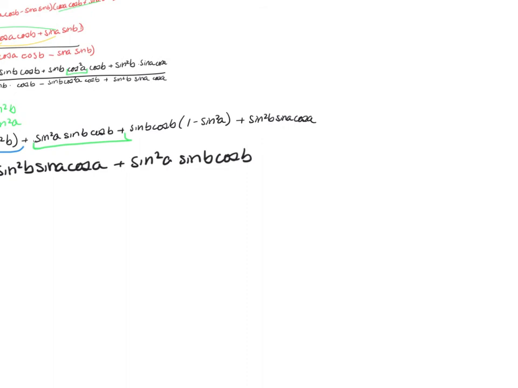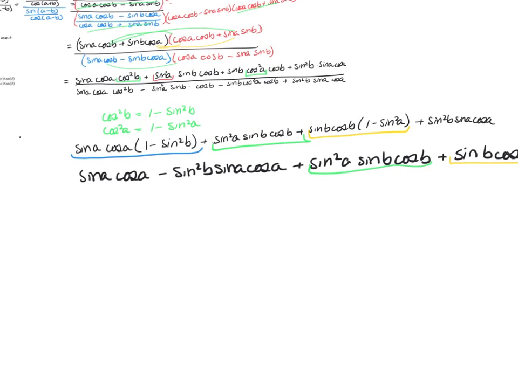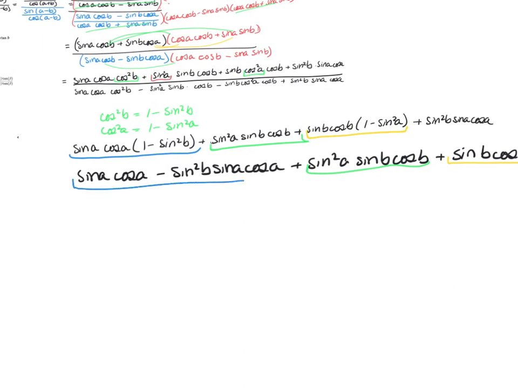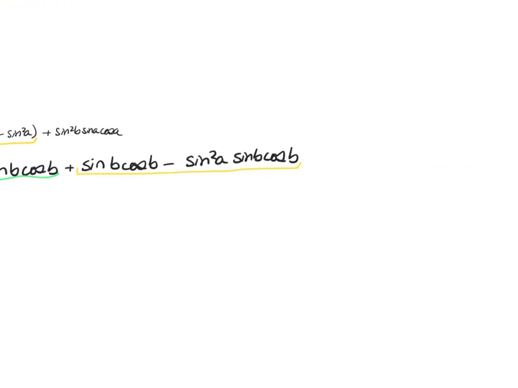I'm going to distribute on the next one. So I'm going to have plus the sine B, cosine B, and then minus the sine squared of A, the sine B, the cosine B. That is this multiplying through. So that is this part right here. And this is this part. And remember, I'm just working with the numerator for the moment, because I'm going to get something similar in the denominator. And then lastly, I'm going to do this last expanding.